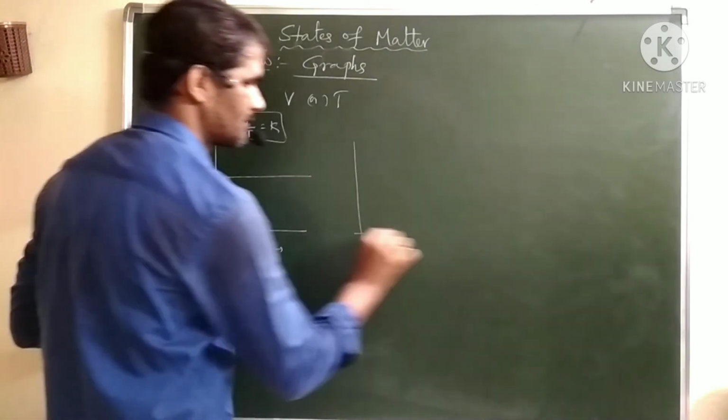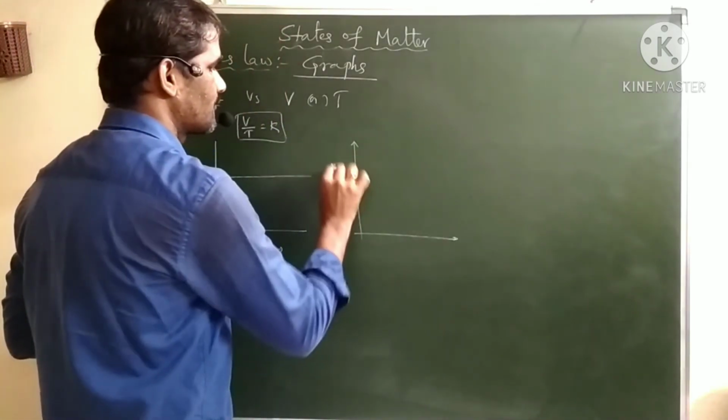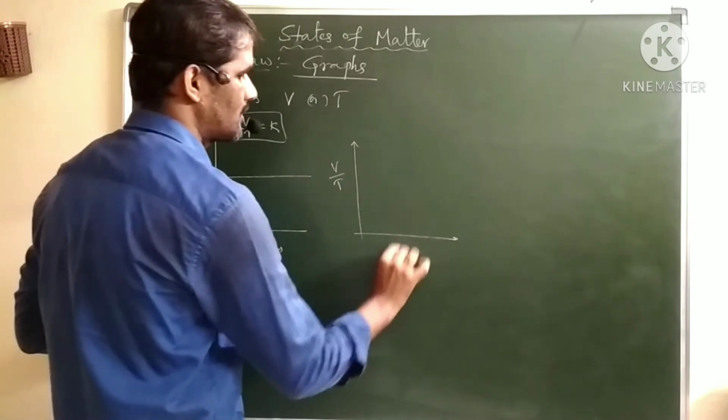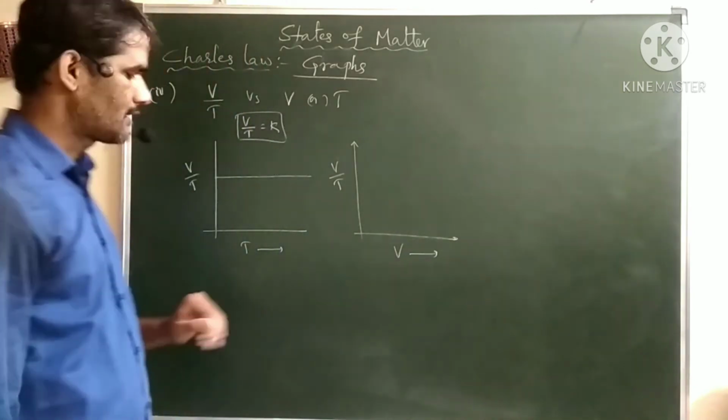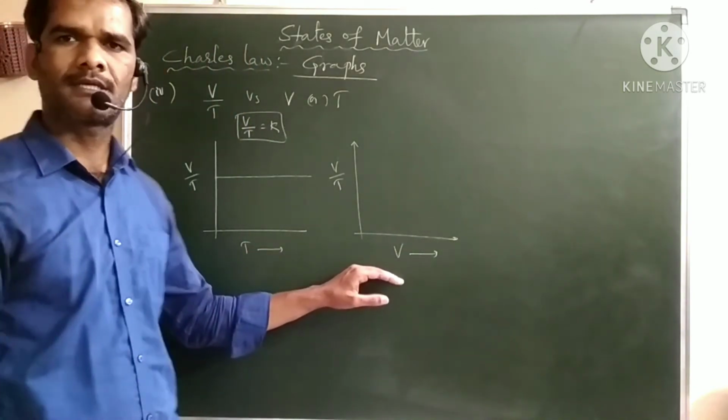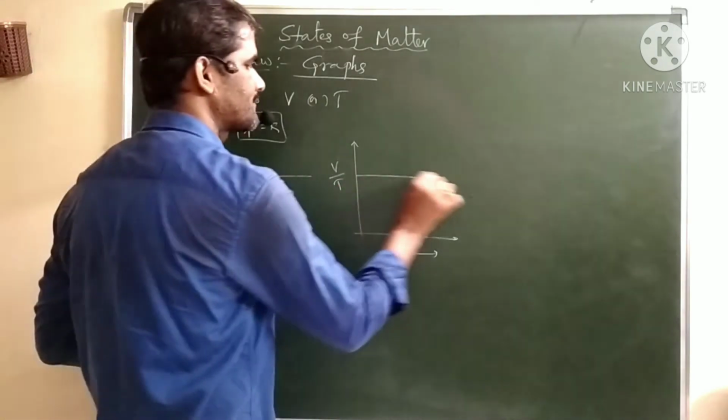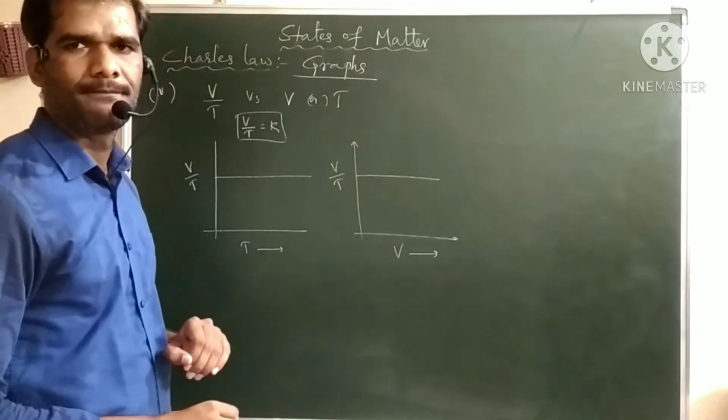Similarly, V by T versus volume. Either temperature or volume, it doesn't matter. V by T is always constant.